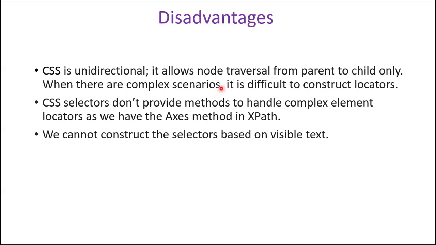When there are complex scenarios, it is difficult to construct locators. CSS selectors don't provide a method to handle complex element locators like we do with XPath axes methods. We cannot construct the selector based on visible text. When we are using XPath, we can create the XPath using the visible text. But the CSS selector does not support this.